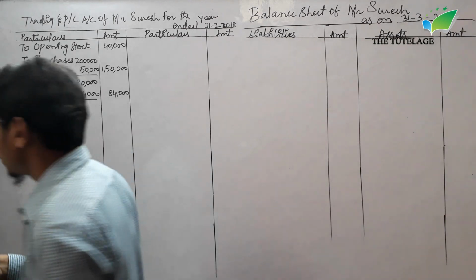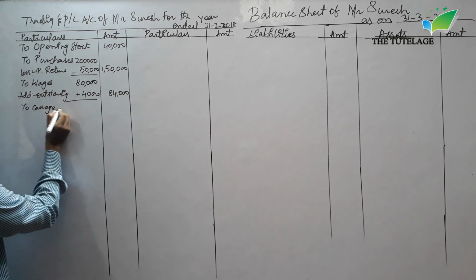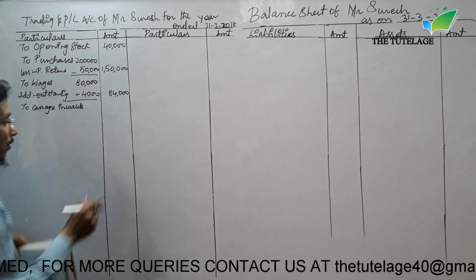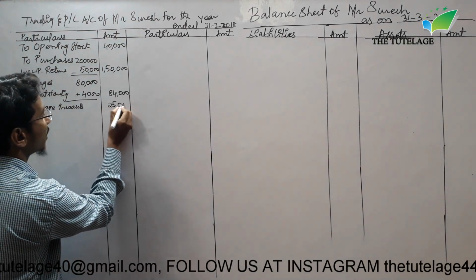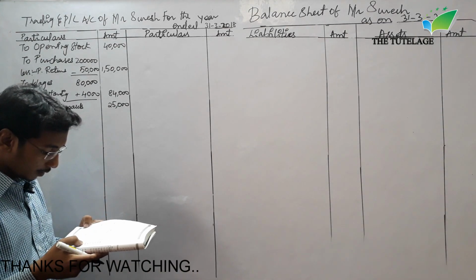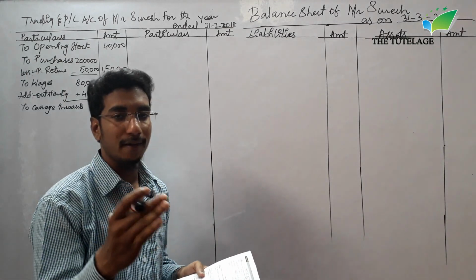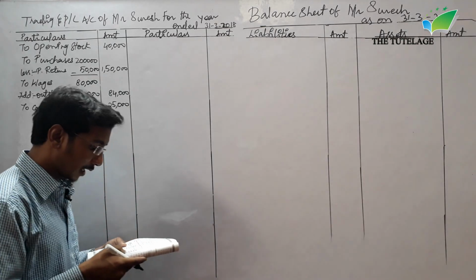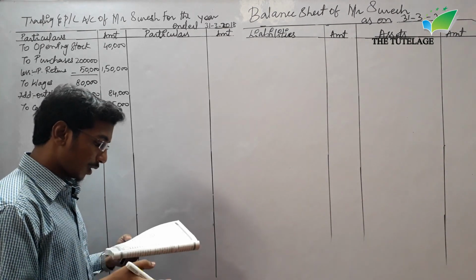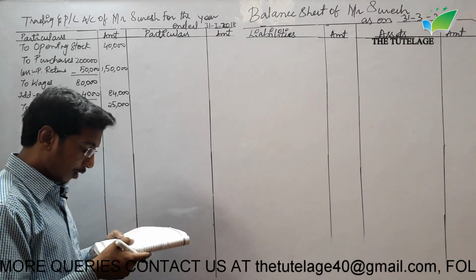Carriage inwards, we should record here, to carriage inwards. Carriage inwards amount is 25,000, and carriage outwards we record on the profit and loss account. Buildings. Okay, see the credit side of the trial balance. Capital is a liability. Long term loan is a liability. Bank overdraft is a liability. Bills payable is also a liability. Creditors is also a liability. Loan from bank is a liability.